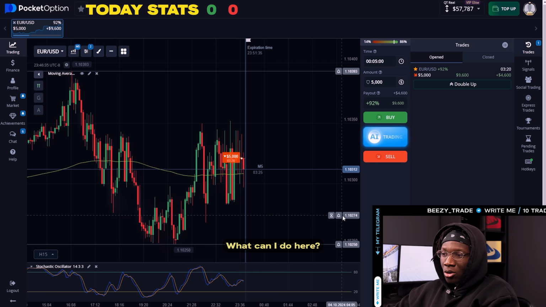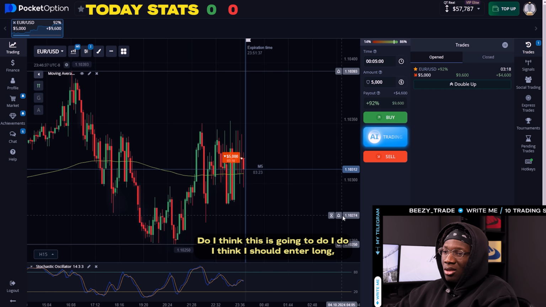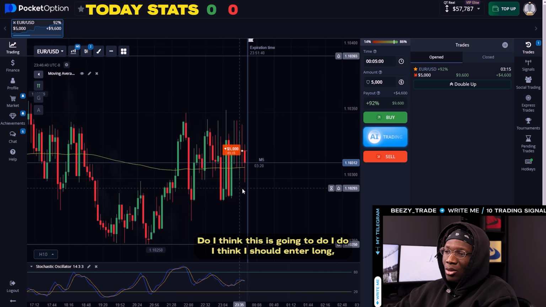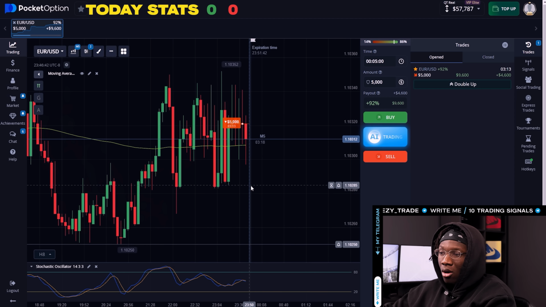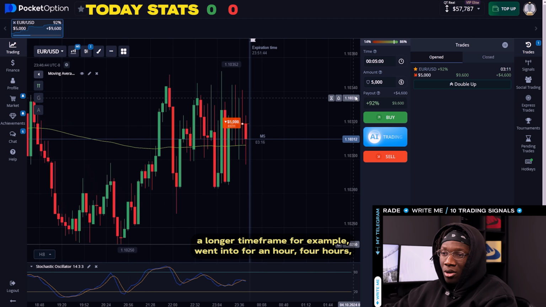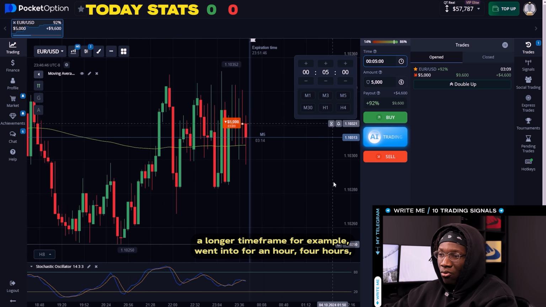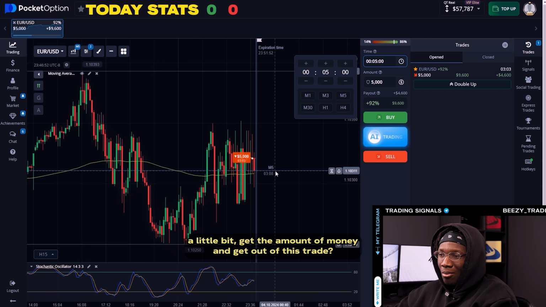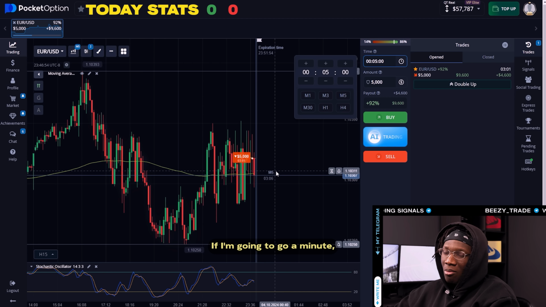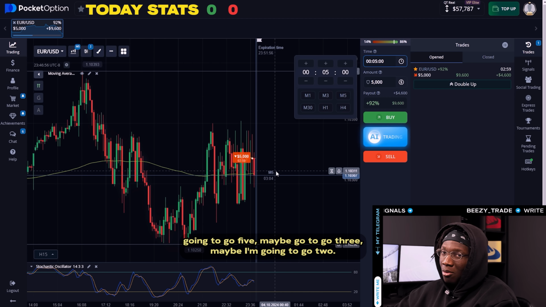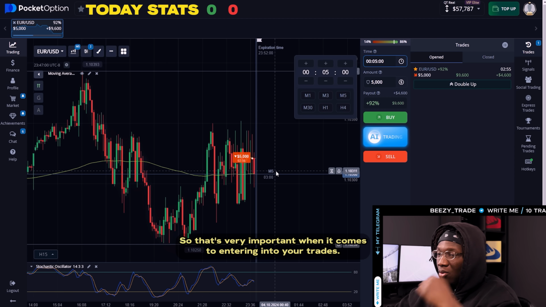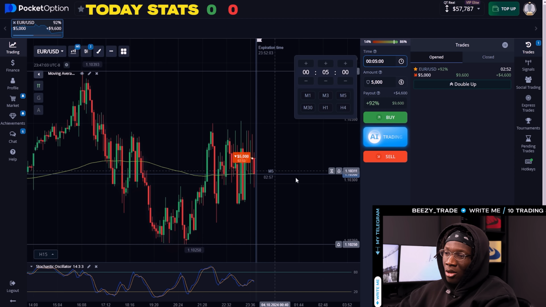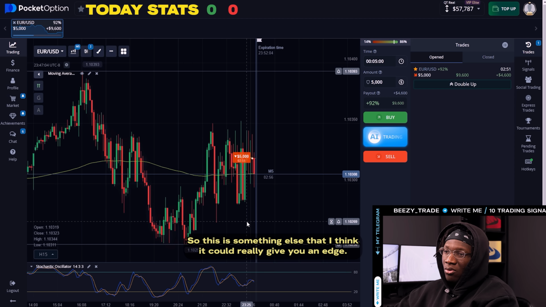what can I do here? What trades will be profitable? Do I think I should enter long on longer time frames, for example if you want to enter for an hour, 4 hours? Or am I trying to scalp a little bit, get the amount of money and get out of this trade? Maybe I'm gonna go a minute, maybe 5, maybe 3, maybe 2. So that's very important when it comes to entering your trades. That's just something else that I think could really give you an edge.